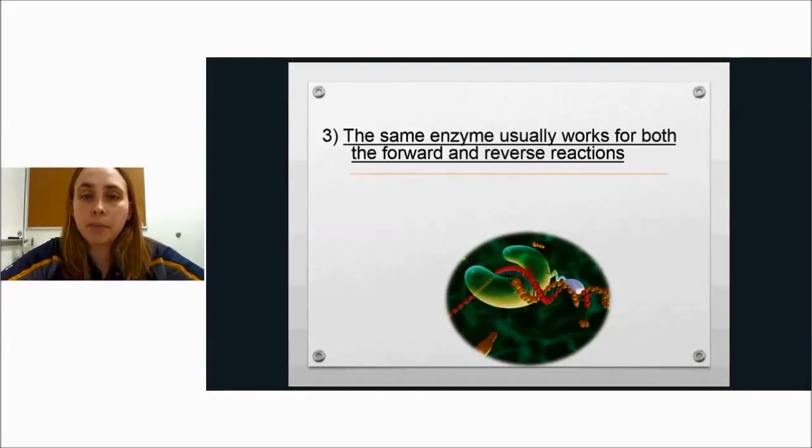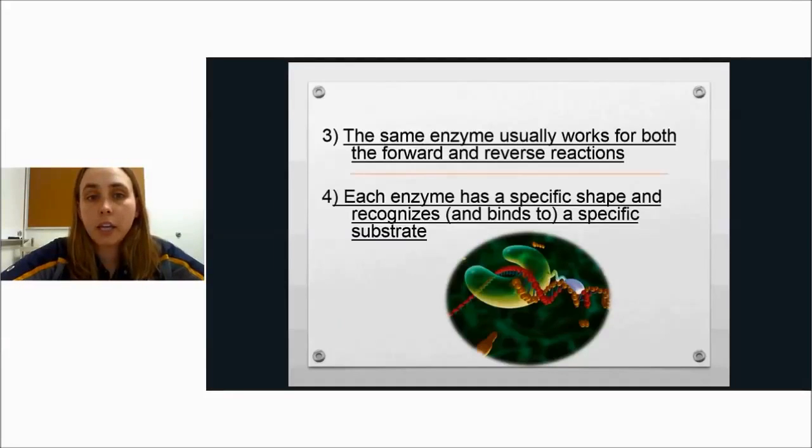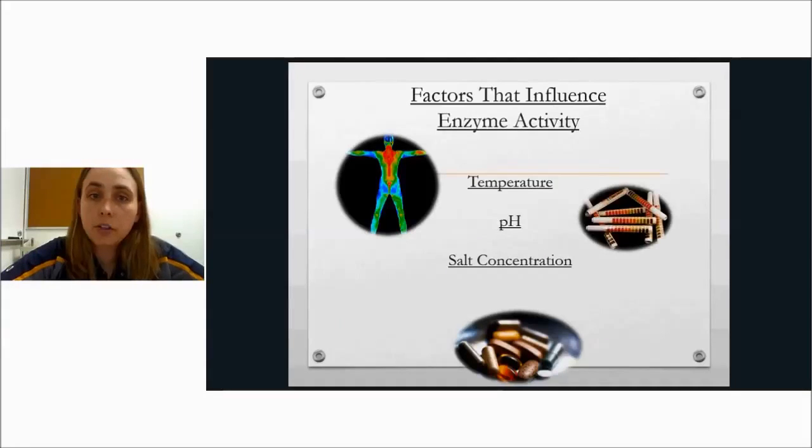The same enzyme usually works for both the forward and reverse reactions, and each enzyme has a specific shape and recognizes and binds to a specific substrate. Factors that influence enzyme activity: temperature, pH, and salt concentration. If your enzymes or your proteins aren't at a specific temperature, pH, or salt concentration, then they will denature.